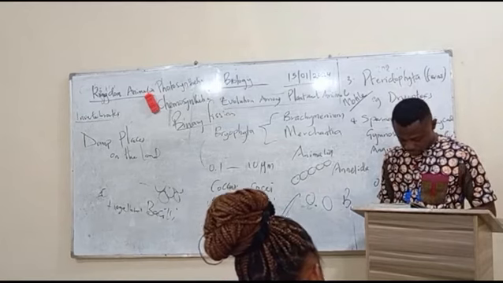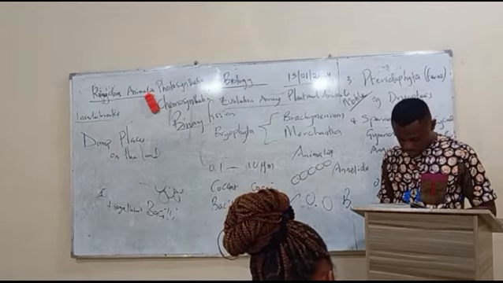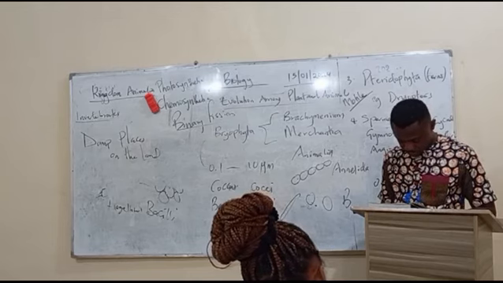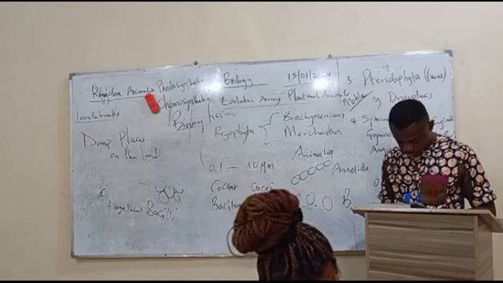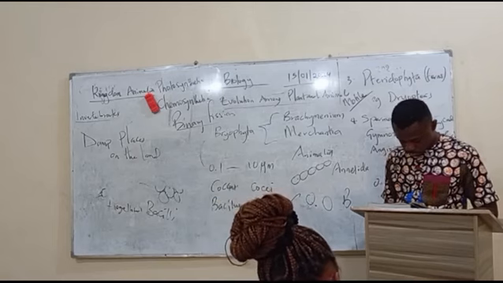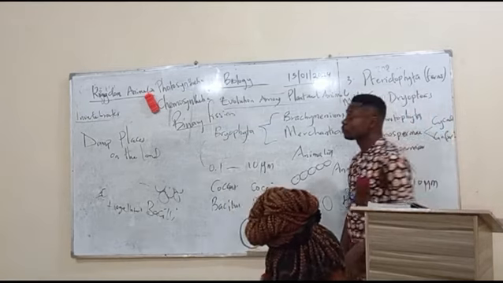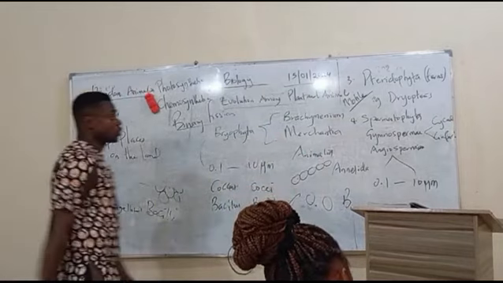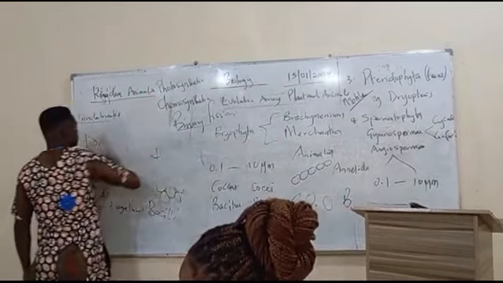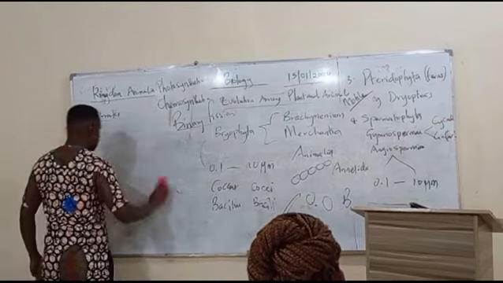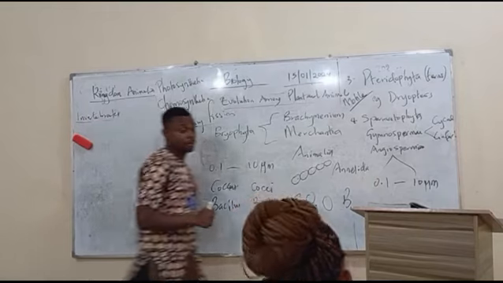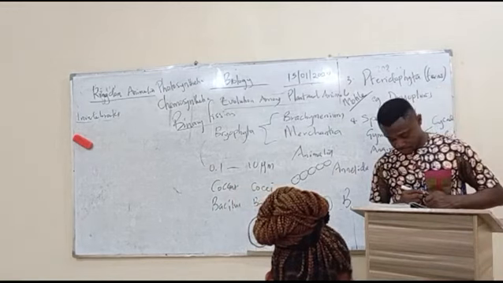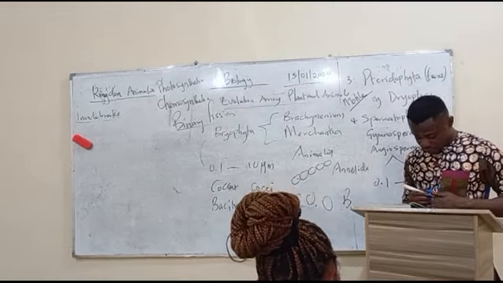Examples: we have Nostoc, Oscillatoria, and Anabaena. Nostoc, N-O-S-T-O-C, Nostoc. Oscillatoria. We have Nostoc, we have Oscillatoria.